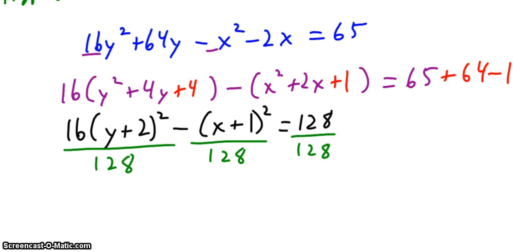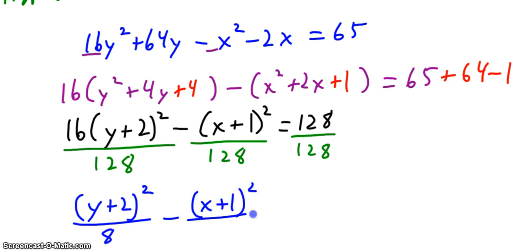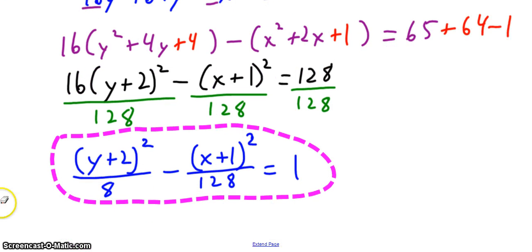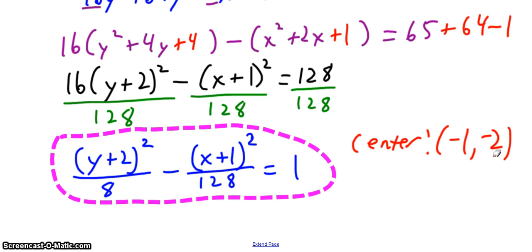And so I'm going to end up with (y plus 2) squared over 8 minus (x plus 1) squared over 128 equals 1. There's my standard form. What do we get from that? Well, we get things. Darn right we do. Center, x plus 1 squared, y plus 2 squared. So the center is -1, -2.